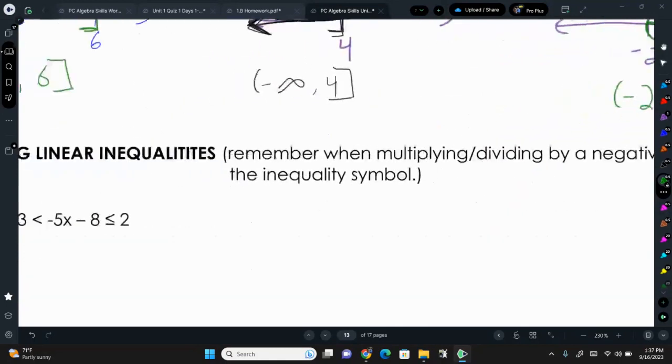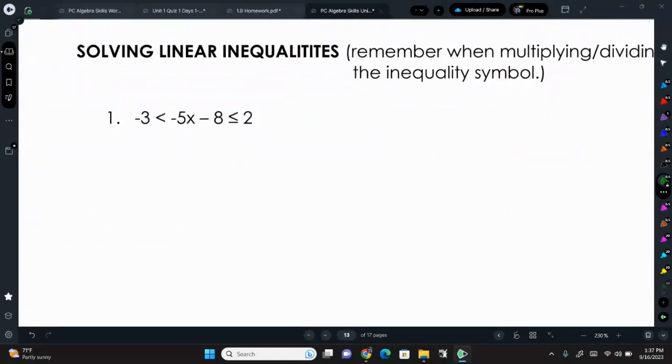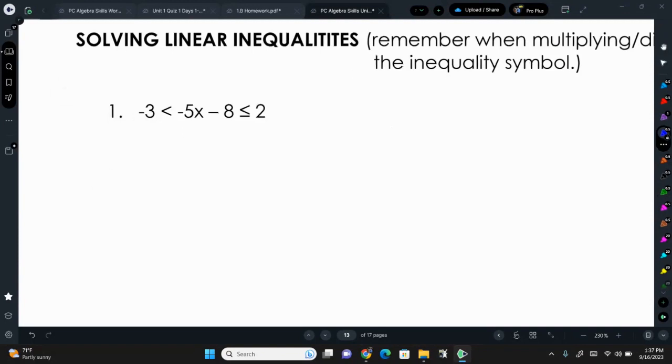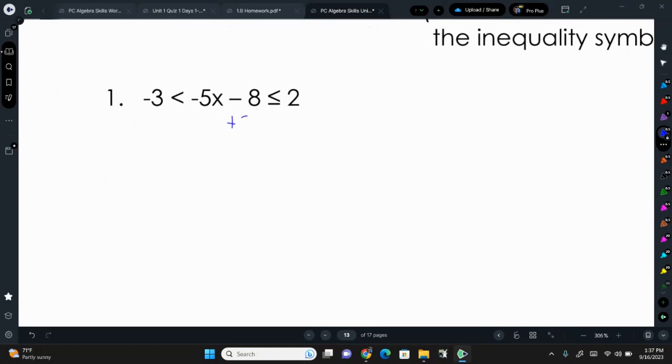Now, solving inequalities. This is sometimes a little bit tricky because we really have three sides. We have the left side, the middle side, and then the right side. So we're still going to try to get x by itself, so we're going to add 8, but we're adding 8 to every side. So now it's going to become 5 is greater than or equal to negative 5x, which is less than or equal to 10.